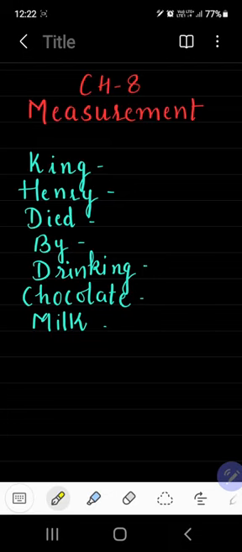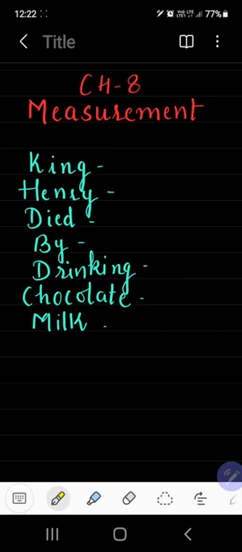The topic is in your book in chapter number 8, measurement. So let's start. To do the conversion, first we will learn a trick. Children, if you know this trick, you will be able to do the conversion easily without actually learning the conversions. So for this, the first thing you have to do is learn this trick.